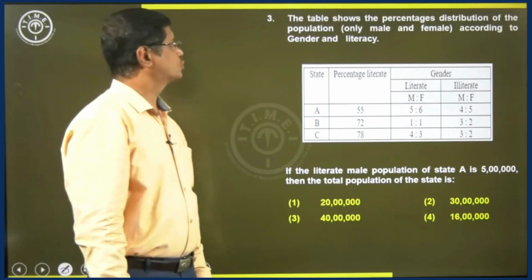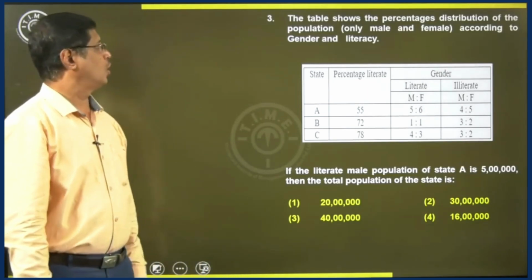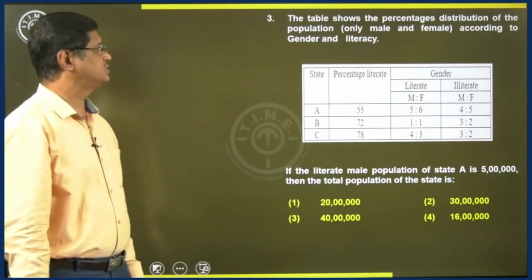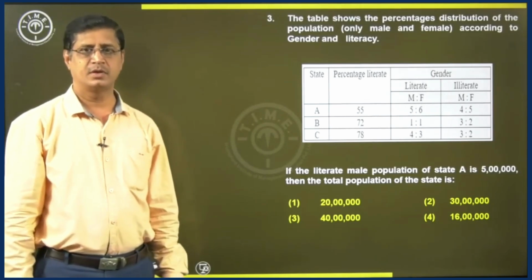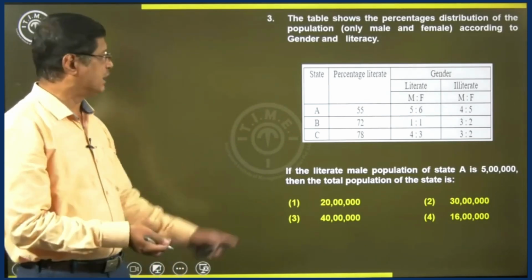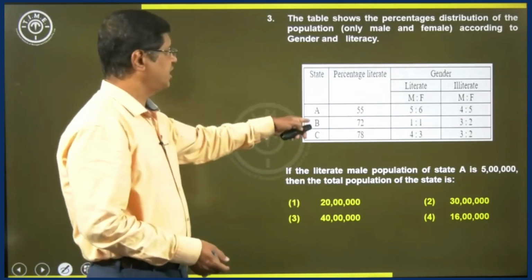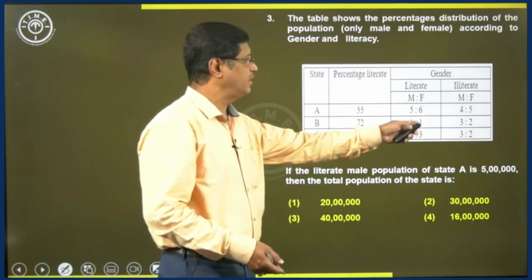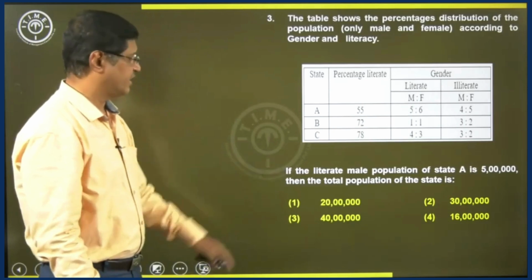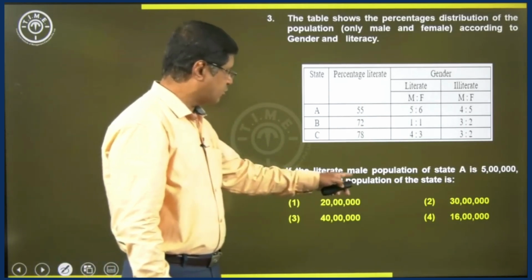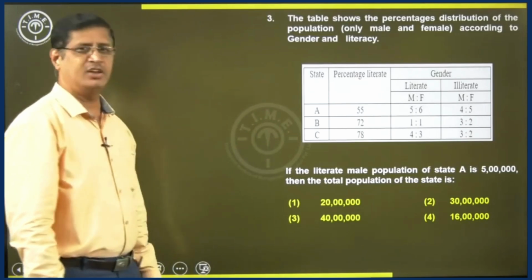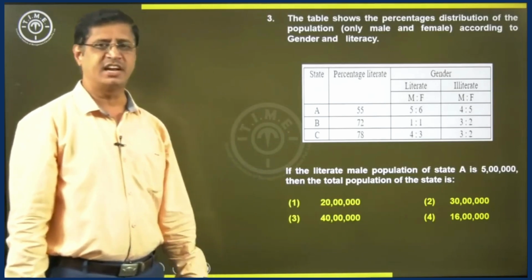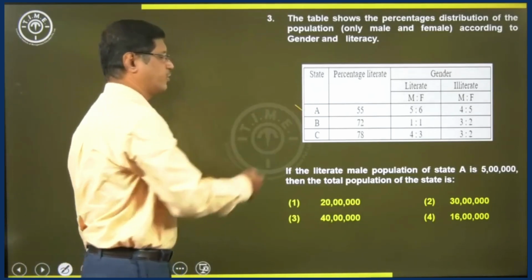The table shows the percentage distribution of the population, only male and female, according to gender and literacy. Male and female, and literates and illiterates are given in this table. For the states A, B, C, the percentage of literates, literate male and female, illiterate male and female are given. Look at the question here. If the literate male population of the state A is 5 lakh, then the total population of the state is, total population to be found.